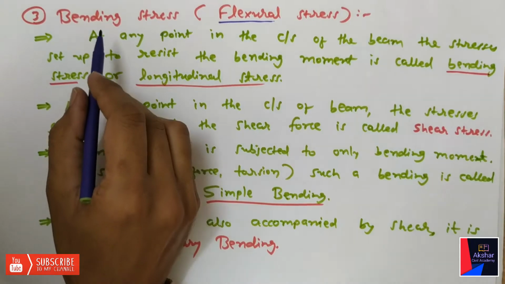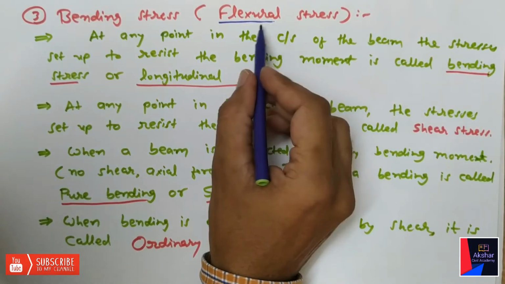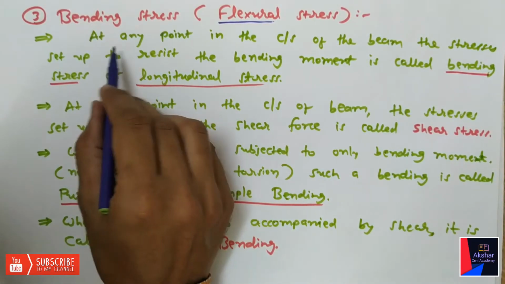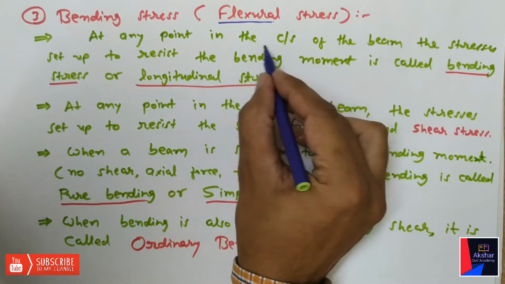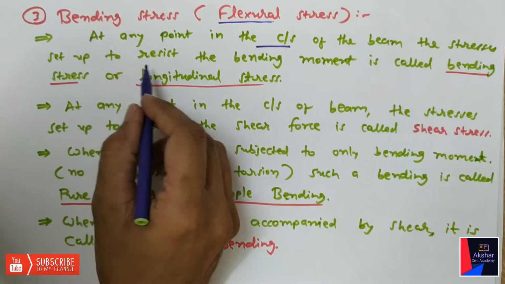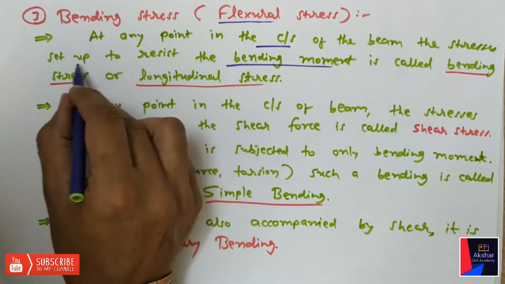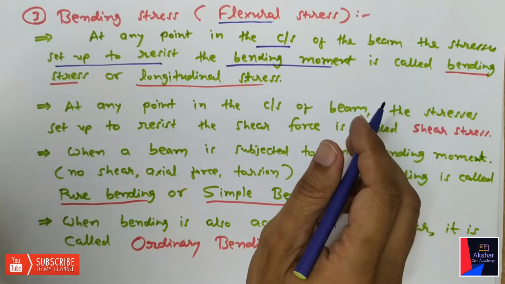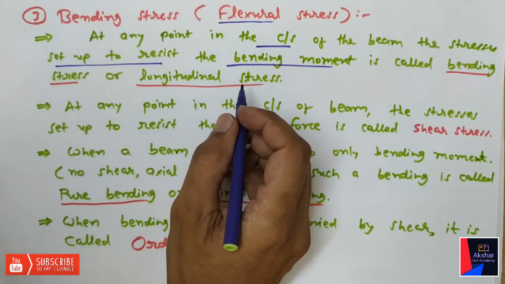So let us discuss the third type of stress, which is bending stress. It is also called flexural stress. Bending stress at any point in the cross section of the beam, the stress is set up to resist the bending moment. Stress set up to resist the bending moment is called bending stress, or it is also known as longitudinal stress.